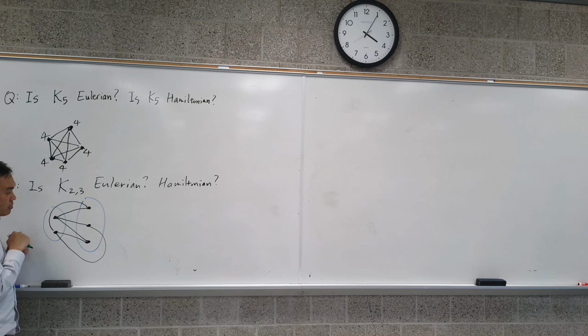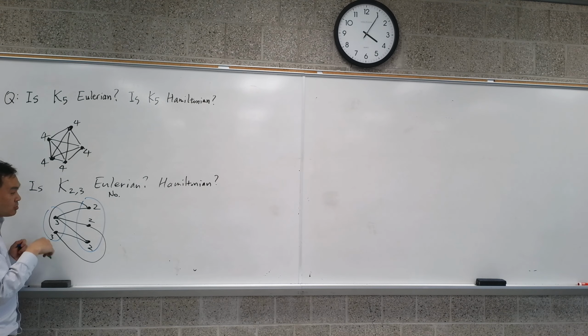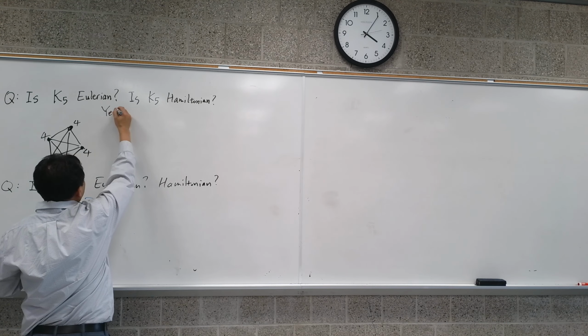Question, is this Eulerian? Let's count the degrees. This is 2. How about this? That's 2. That's 2. How about this? That's 3 and that's 3, right? So it has an Eulerian path that starts from here and ends there, but it doesn't have an Eulerian circuit. So because of these, it's not Eulerian. It has points of odd degrees. Nodes with odd degrees are present. By the way, the answer to the other question is yes and yes.